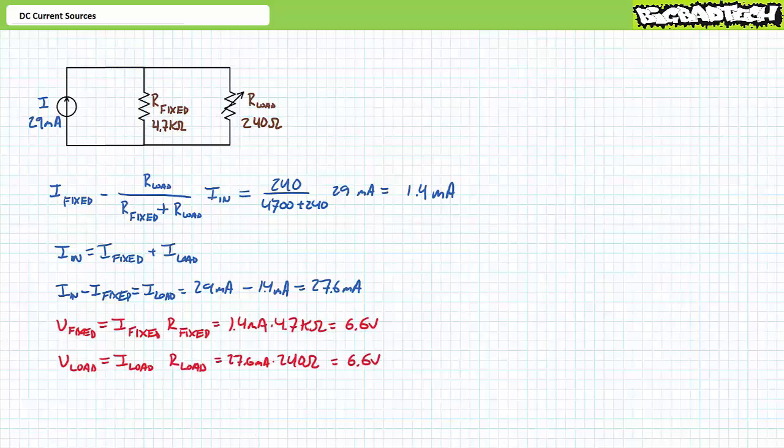As a means of checking our work, an application of Ohm's law demonstrates the current source must produce a 6.6 volt rise. Voltage across these parallel elements is indeed the same, and what comes in does indeed come out.